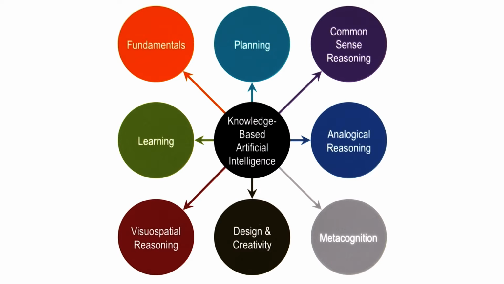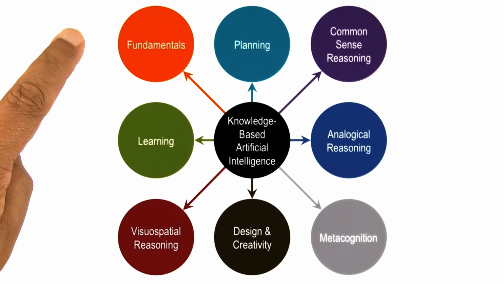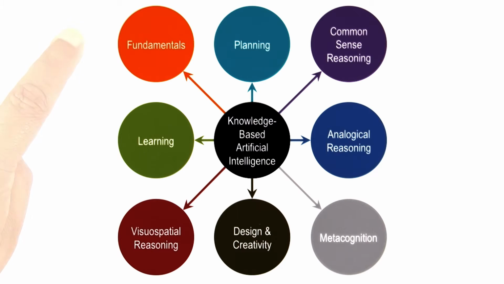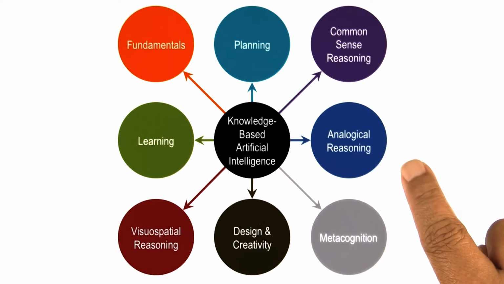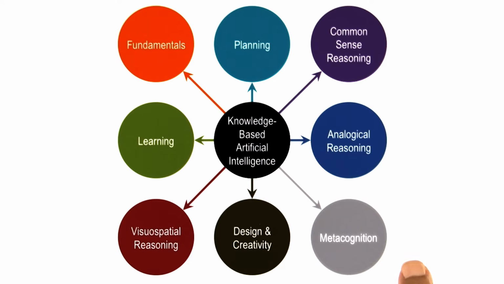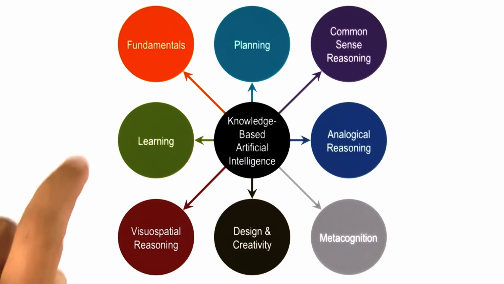We have organized the materials in this course into 8 major units. This chart illustrates those 8 units. So starting from the top left, the first unit has to do with fundamentals of representation and reasoning: planning, common sense reasoning, analogical reasoning, metacognition that we just talked a little bit about, design and creativity, visuospatial reasoning, and learning. Let us look at each of these circles one at a time.